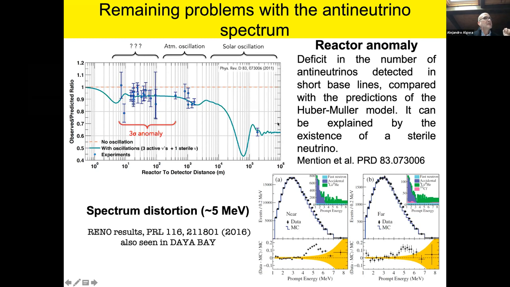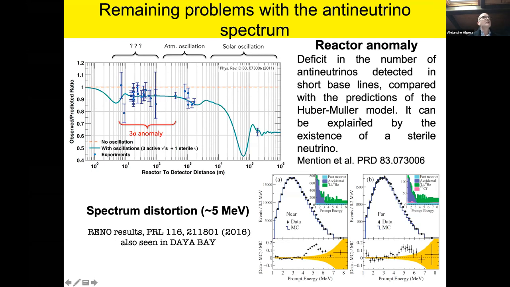It can be considered a kind of normalization problem. But if you forget about that, and normalize the measured spectrum to the prediction of this model, you will obtain pictures like this. This was published, for example, by the RENO collaboration. You see that there is a discrepancy also in the spectrum. This has become known colloquially as the bump in the spectrum, which is a spectrum distortion around 5 MeV when you compare the measurement with this Hubbard-Mueller model.